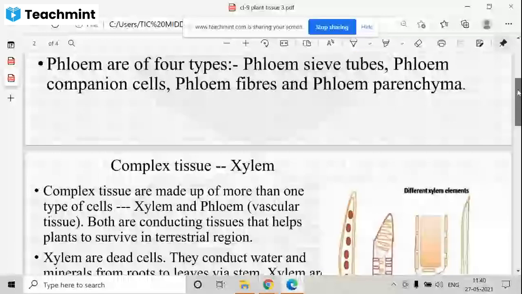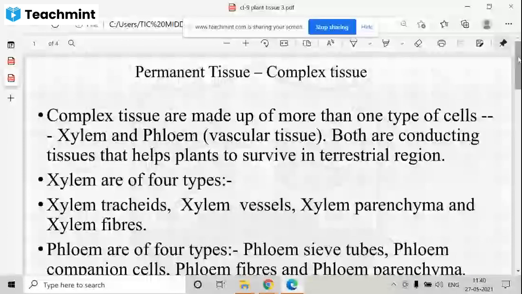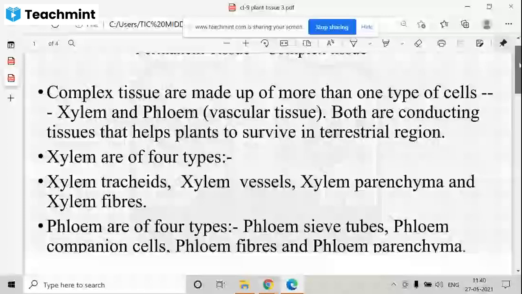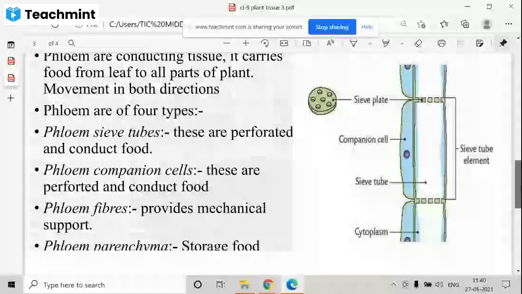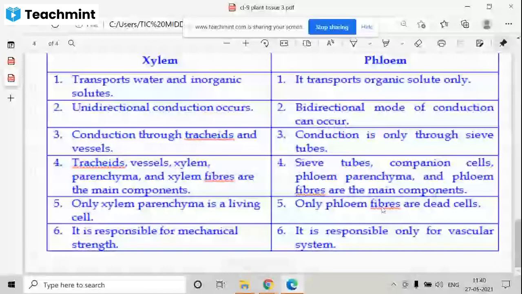Am I clear with complex tissues, xylem and phloem? Because today we are going to wind up with the plant tissues. From next class, I'm going to start with animal tissue. Now, just see the difference between xylem and phloem: xylem transports water and inorganic salts, phloem transports organic solutes only. Xylem is unidirectional, phloem is bidirectional. Xylem conducts through tracheids and vessels, phloem conducts through sieve tubes.